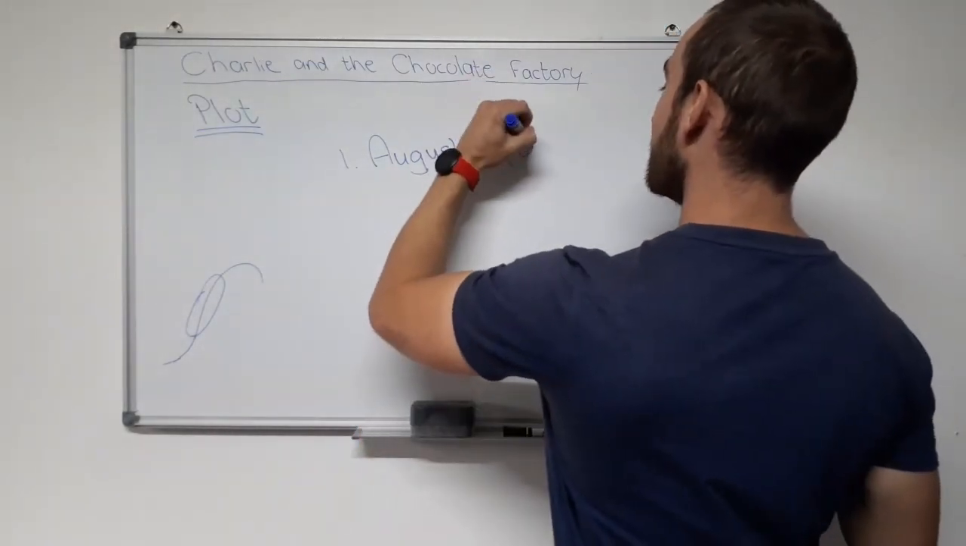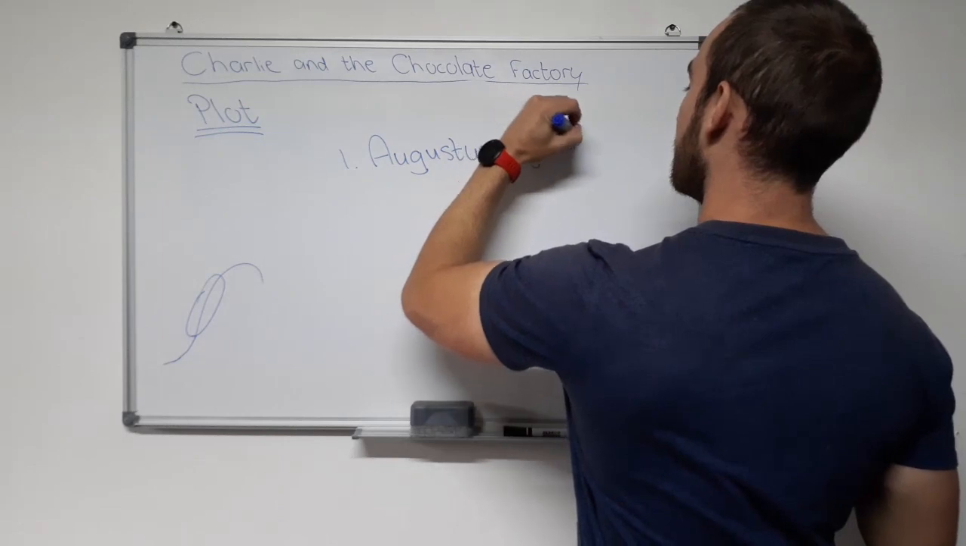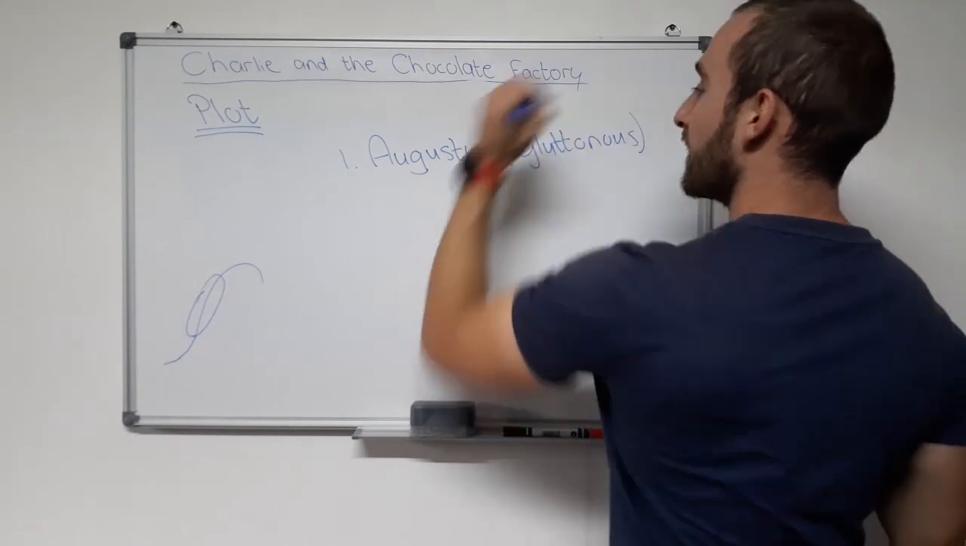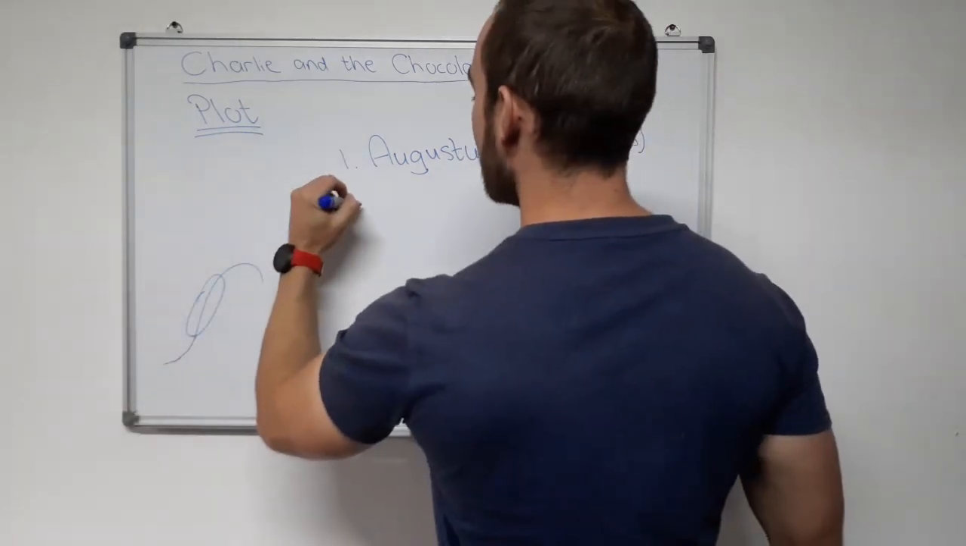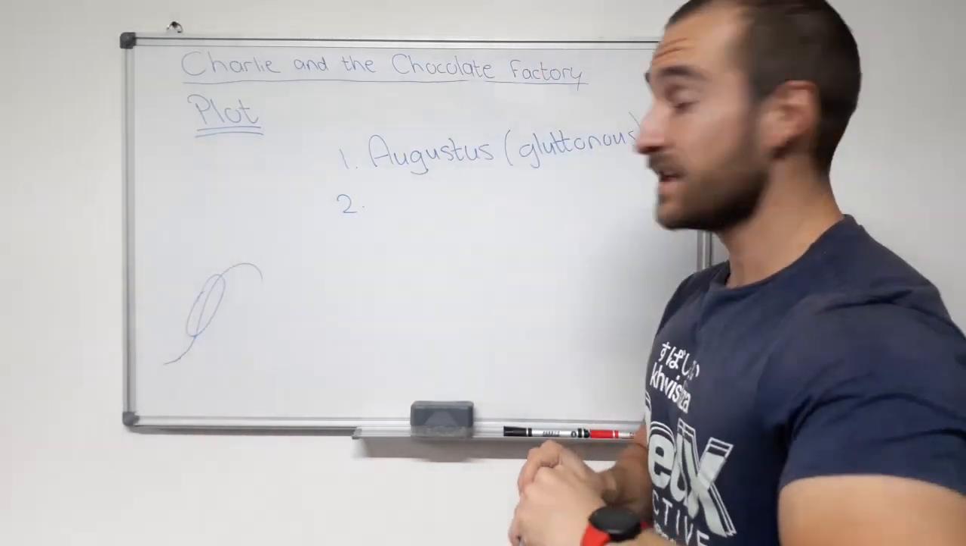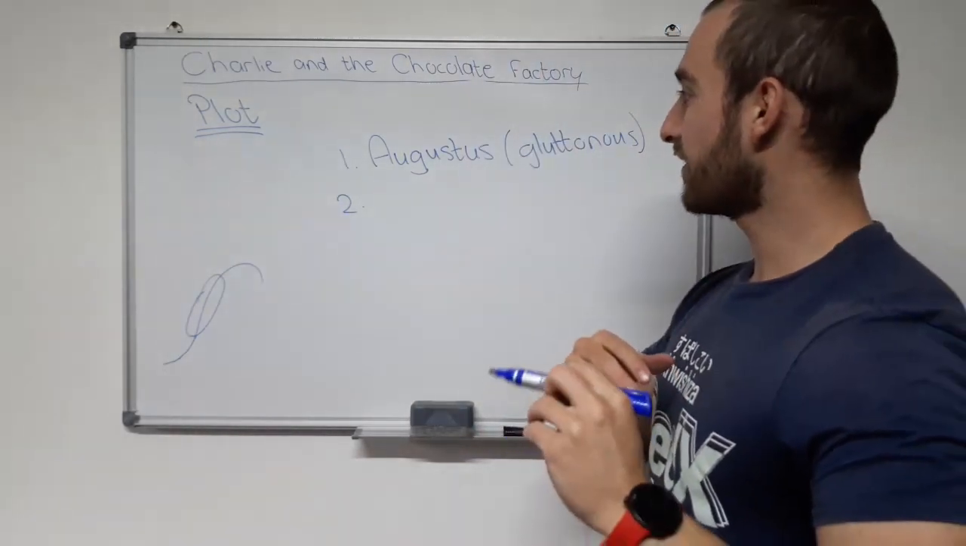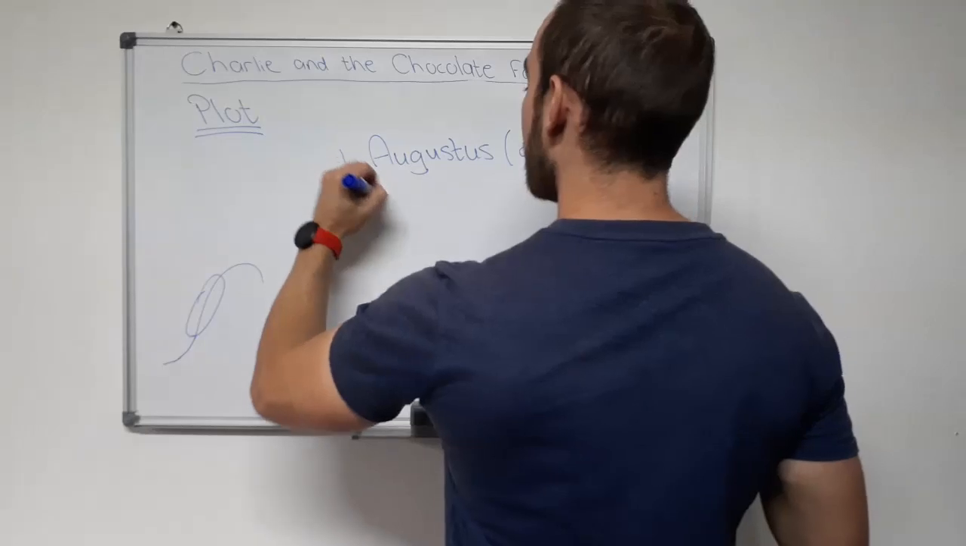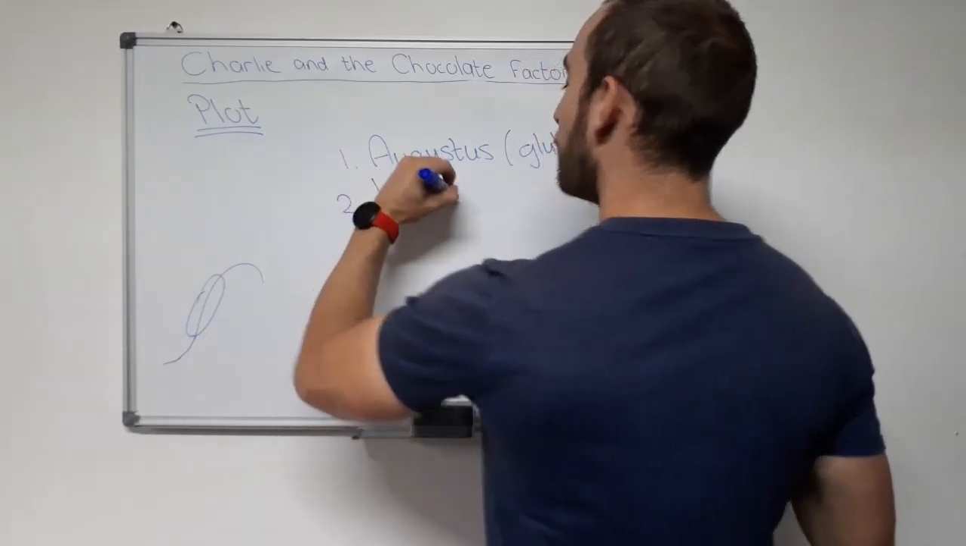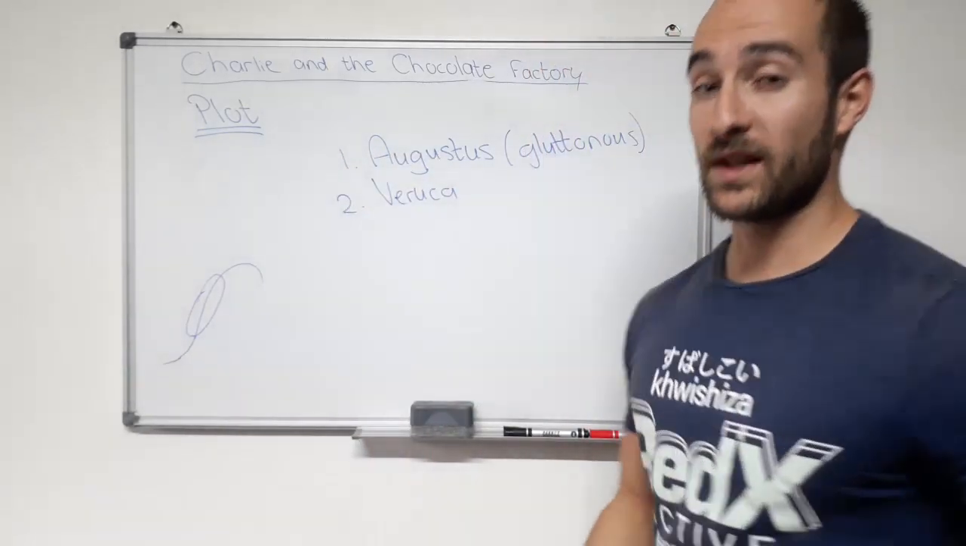We can write down gluttonous. Okay, the next character that we are introduced to is the character of Veruca Salt. Now, Veruca, on the other hand, is a spoiled girl. So she gets whatever she wants.